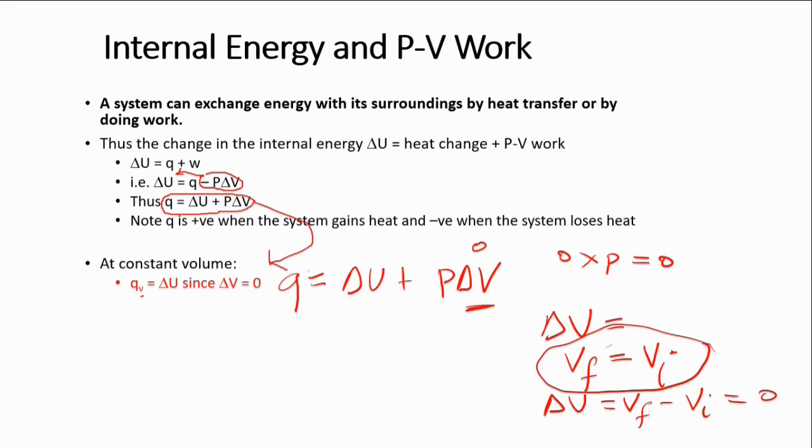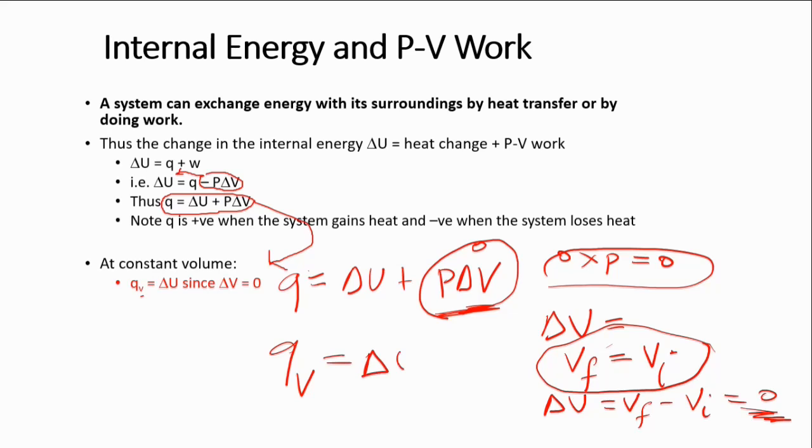So final and initial volumes are the same. So when you say final volume minus initial volume, because they are the same, then you end up with 0. And so delta V becomes 0. If delta V is 0, then 0 times P is equal to 0. So what you find now, if the volume is not changing, Q at constant volume is equal to delta U.